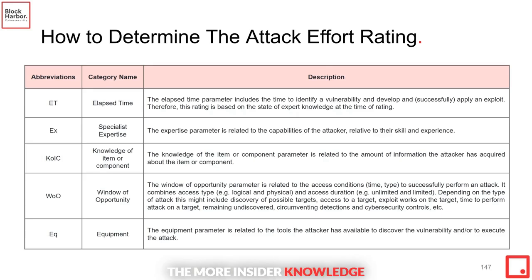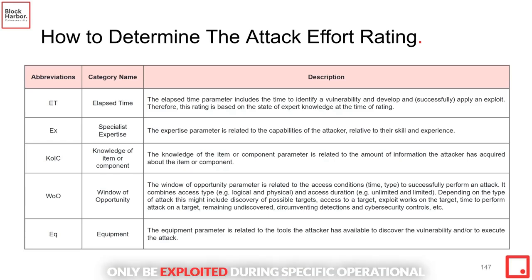The more insider knowledge required, the less feasible the attack. Window of opportunity. This considers the availability of time to carry out the attack. For instance, certain vulnerabilities can only be exploited during specific operational windows, such as during a software update. Equipment. Finally, we assess the equipment required to perform the attack.